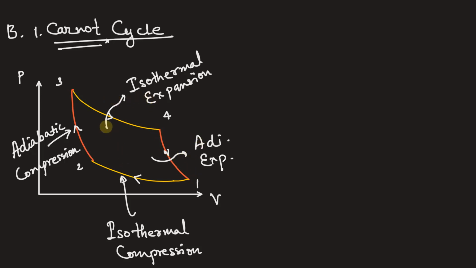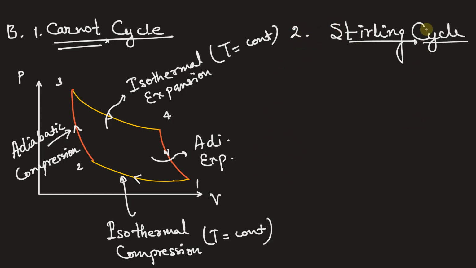So we see here in this Carnot cycle, we have two isothermal processes, that means process 1 to 2 and 3 to 4 take place at constant temperature. Now let's look at the second cycle, that is Stirling cycle. Now let's look at the PV diagram of Stirling cycle.